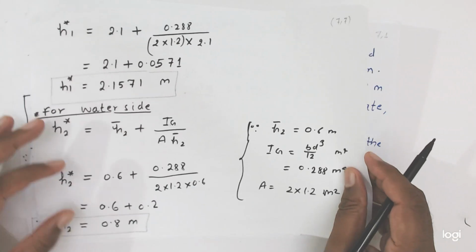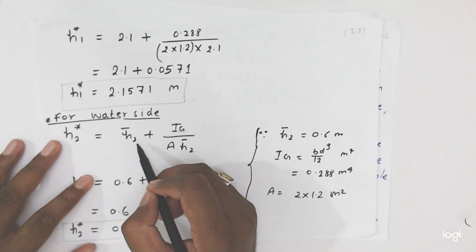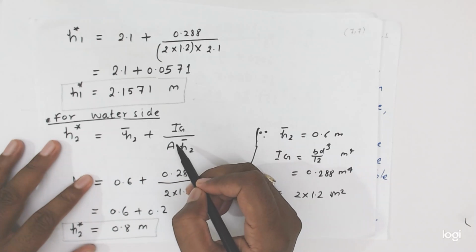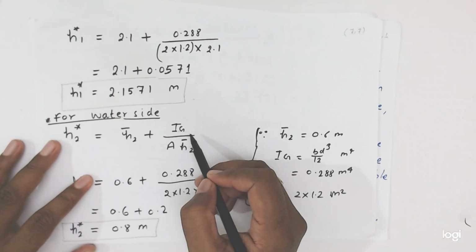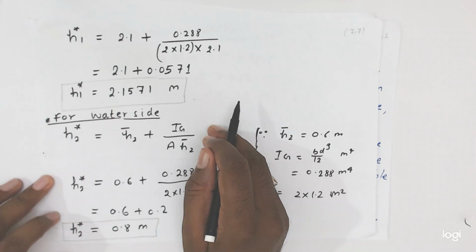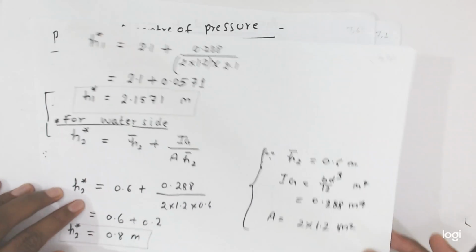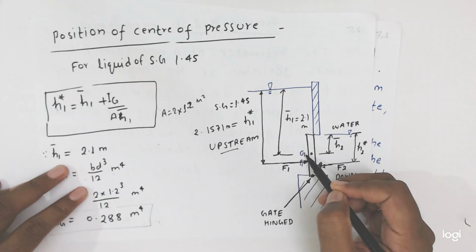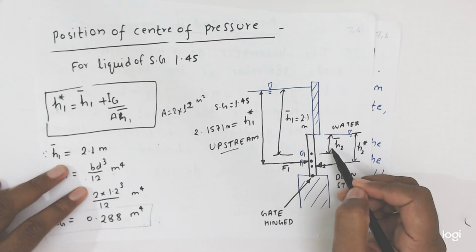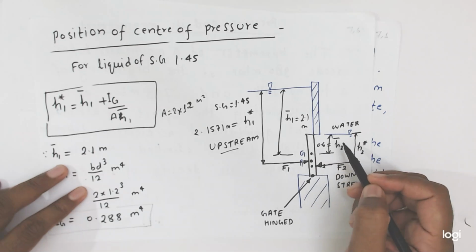Similarly for H2, on the water side, H2 star is H2 bar plus Ig upon A H2 bar. Ig is the same, the moment of inertia of the gate is the same for both cases. So in this case H2 bar is equal to 1.2 divided by 2, which is 0.6. So 0.6 is the H2 bar.